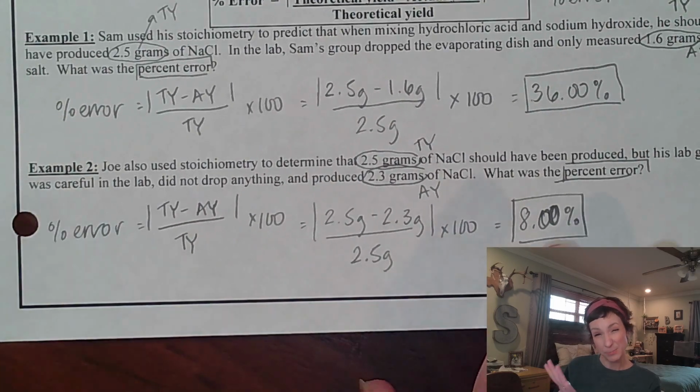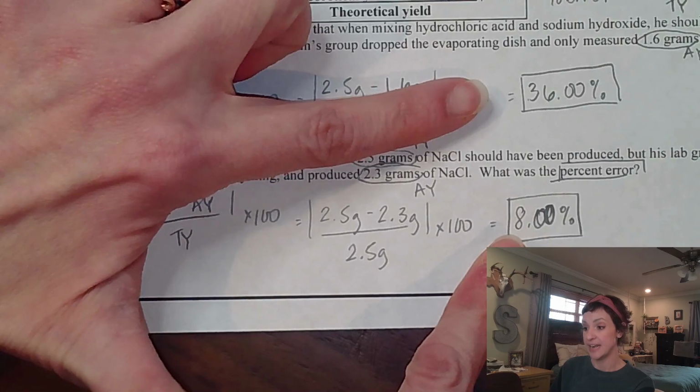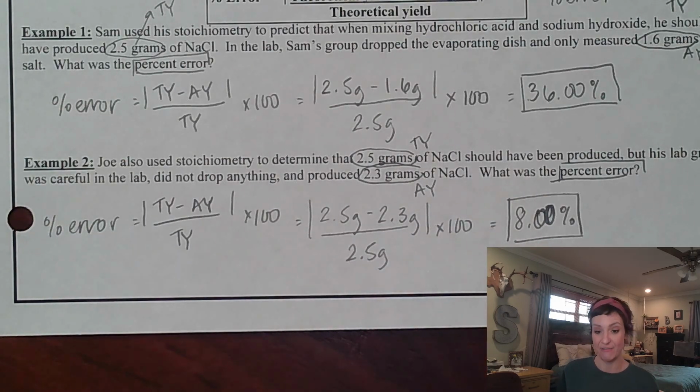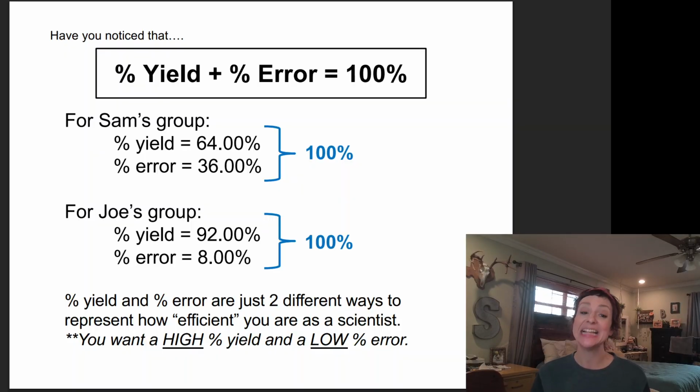So this is another way to look at it, this percent error thing. I can look at the differences in percent error and get an indication of who did a better job in creating the amount of product that you should have made. So I want us to look at this real quick. Looking here on this slide, it's comparing the percent yield value to the percent error value for each one of the scientist groups. Did y'all notice that Sam's group, the one who was a little bit less good in the lab, if you add the percent yield of 64 to his percent error of 36, that adds up to 100? And for Joe's group, who was the better scientist group, their percent yield of 92% and their percent error of 8%, if you add those up, you get 100%.